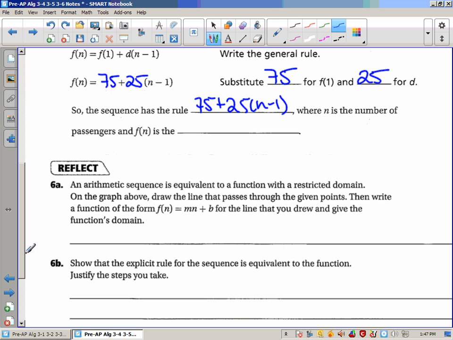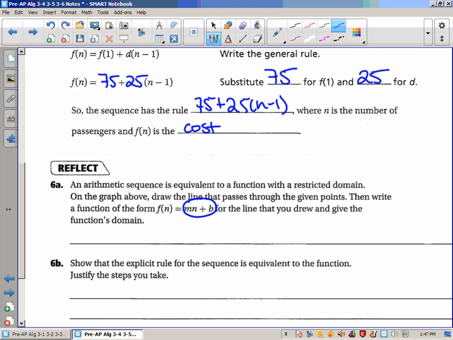So this would be cost. Okay. An arithmetic sequence is equivalent to a function with a restricted domain, meaning we don't just have all real numbers. In this case, we only have positive whole numbers, 1, 2, 3, 4. So we've talked about how an arithmetic sequence is like y equals mx plus b, but instead of x, we're using n, and instead of y, we're using function notation.